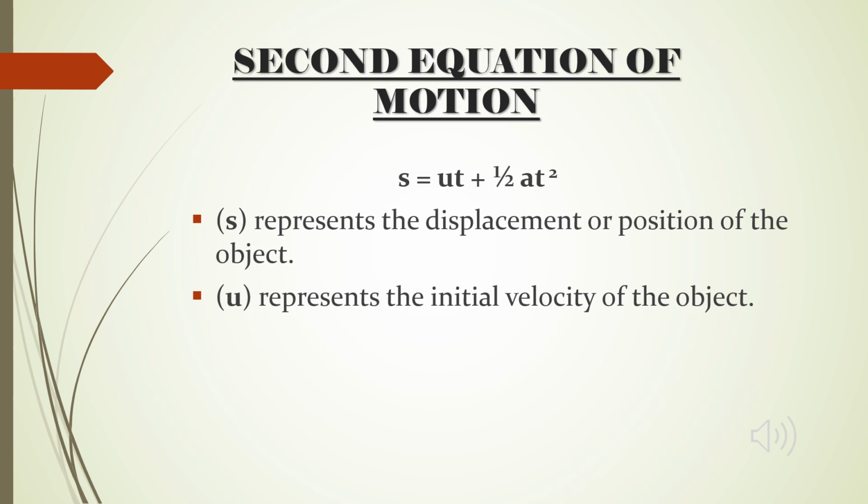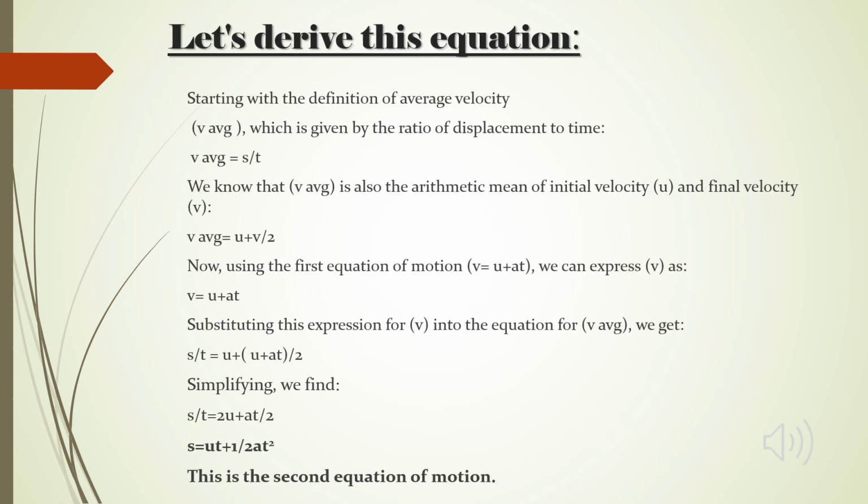Next is the second equation of motion. s = ut + (1/2)at², where s represents the displacement or position of an object, u represents the initial velocity of an object. The derivation of the second equation of motion is as follows.